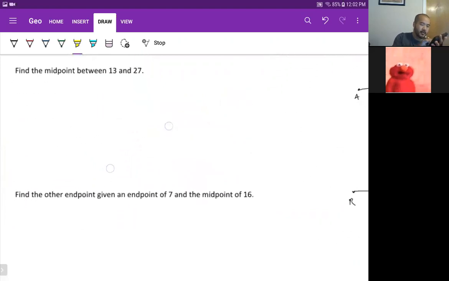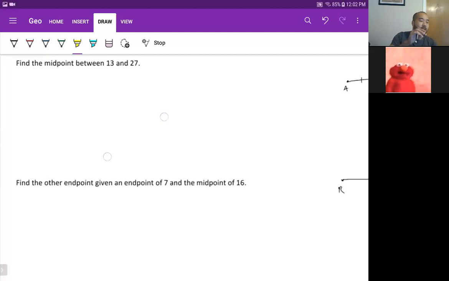So let's start here. If you're trying to find the midpoint, you've got 2 points, and you just need to find the number that's in between them. You can use a number line and a picture, that's fine, but we also have a formula. The formula is x1 plus x2 divided by 2. Here you have x1, x2. It doesn't matter which one goes where.